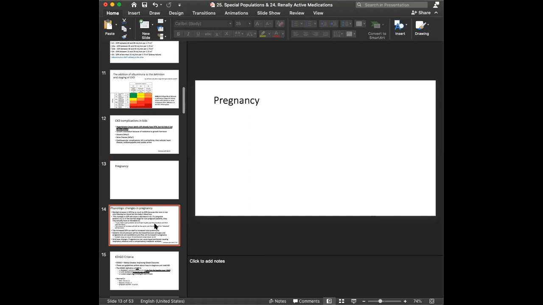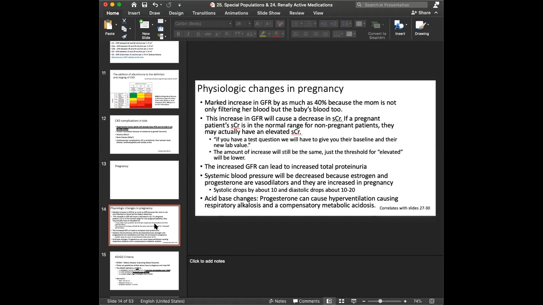So pregnancy. I said that we talked about this last time, and here it is. So physiological changes in pregnancy. Now moms will say, like, eating for 2.